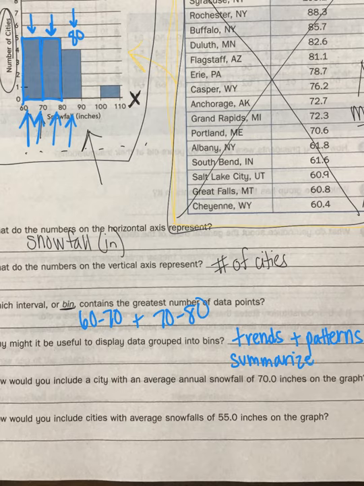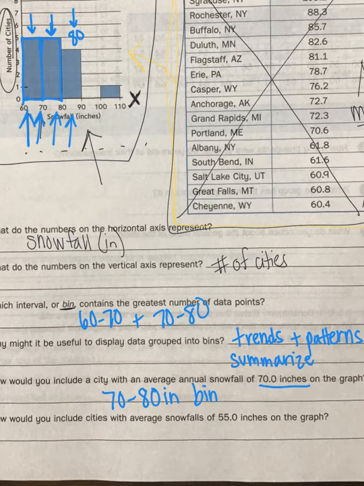All right, I just talked about this. How would you include a city with an average annual snowfall of 70 inches on the graph? It would go in the 70 to 80 inch bin. Once I get to that number, I always put it in the column to the right.